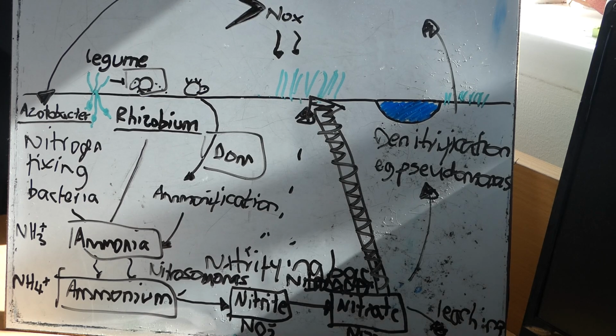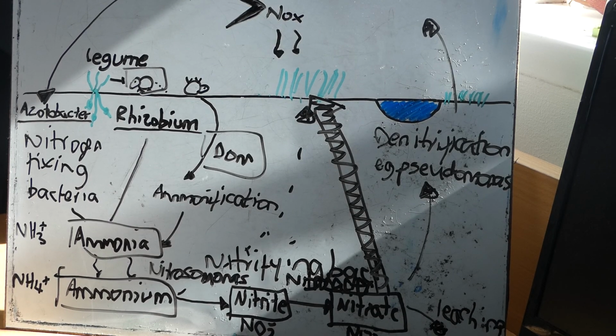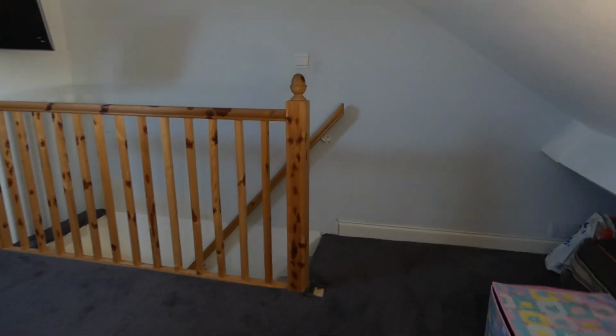I'm just going to bring the camera back for a second. Right, so that's the nitrogen cycle. Just to run through it very quickly again. The atmospheric store of nitrogen is inert, it's not available to living things. So the nitrogen cycle is all about putting it into forms that can be used by living things.